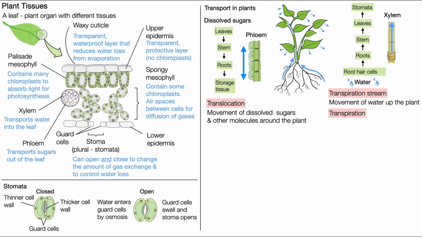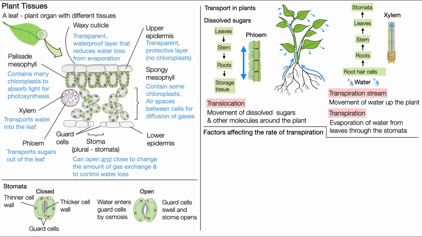Transpiration, however, be very careful with this definition, it's slightly different. It is the evaporation of water from the leaves through the stomata. So transpiration is just the evaporation of water through the leaves, whereas the transpiration stream is the movement of water all the way through the root hair cells, all the way up through the plant, and eventually out through the stomata.